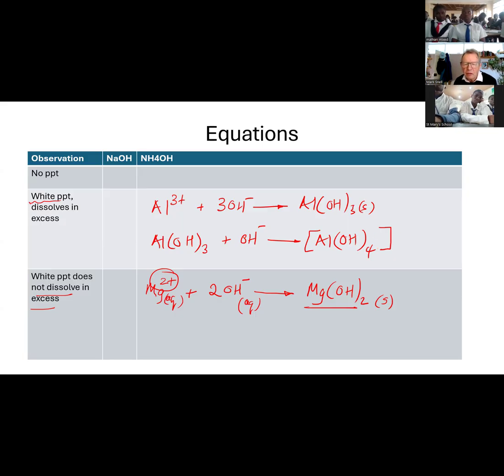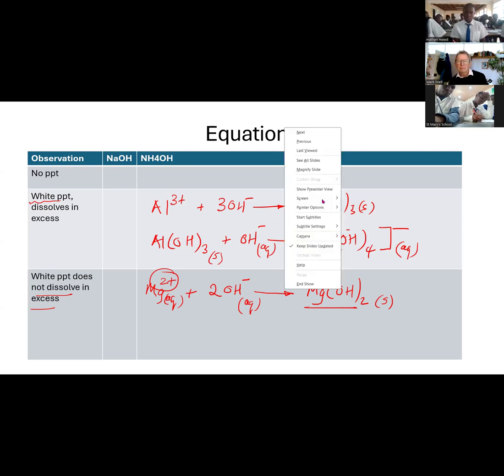And now the charge on this one, well, I've got 4 OH minuses. So each one of those is minus, and this was 3 plus. So the whole thing is 1 minus. AQ. So this was a solid. That's the white precipitate. That's AQ. And there we are. Okay, let's just get rid of that. I hope that's okay.